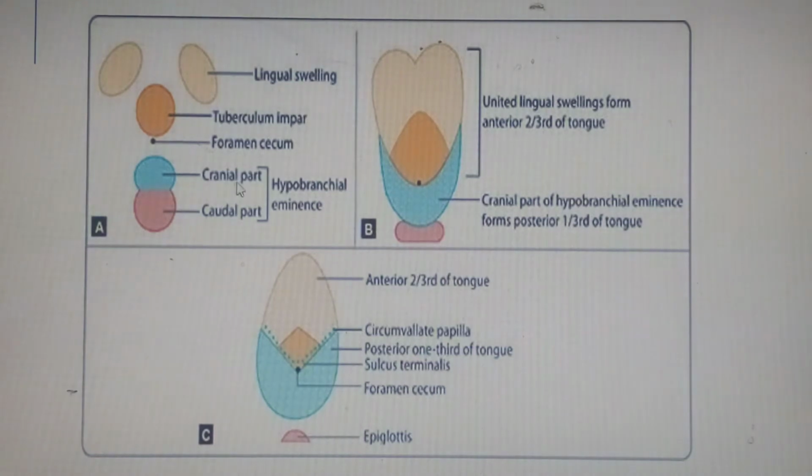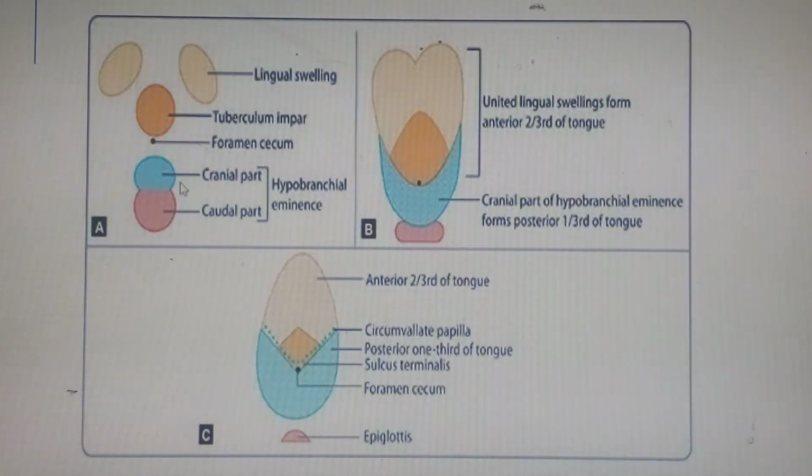Now, I told you that developing in the third and then the fourth arch will be this thing we call the hypobranchial eminence, something we also call the copula. Now, the cranial portion of this copula or the hypobranchial eminence will lead to the formation of the posterior 1/3 of the tongue. The caudal portion will lead to the formation of the epiglottis. So please get to know that.